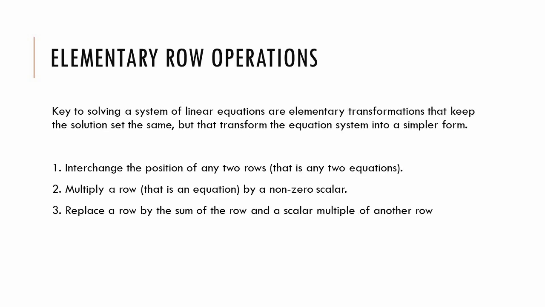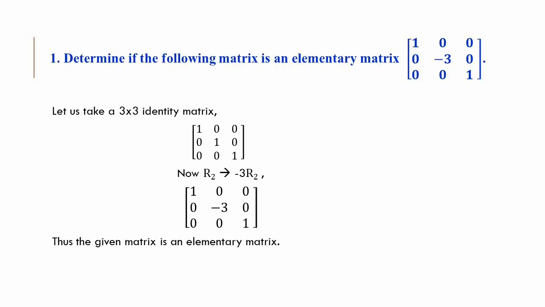When you talk about elementary row operations, you can see that basically there are three types of elementary operations. One is interchanging the positions of any two rows, another one is multiplying a particular row by a non-zero scalar, that is quite important, a non-zero scalar, and finally replacing a row by the sum of the row and a scalar multiple of another row. So these are the three elementary row operations that you must know.